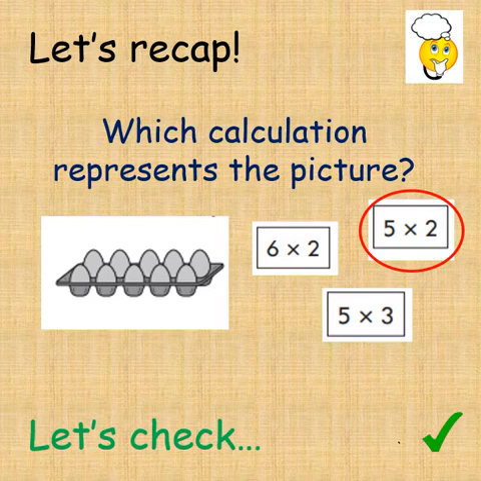Okay, let's check. You should have put 5 multiplied by 2 because you have got 5 eggs in 2 rows, 5 lots of 2, 5 2 times. So well done if you got 5 multiplied by 2. Let's have another go.